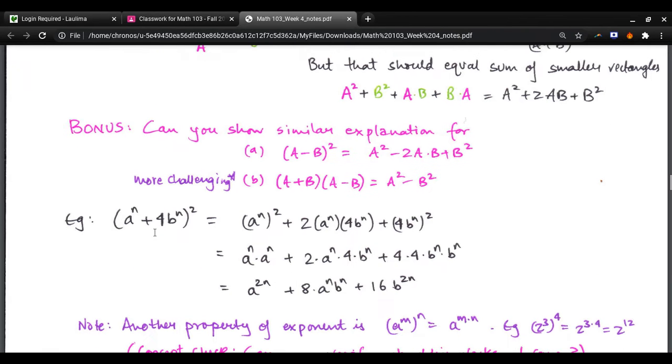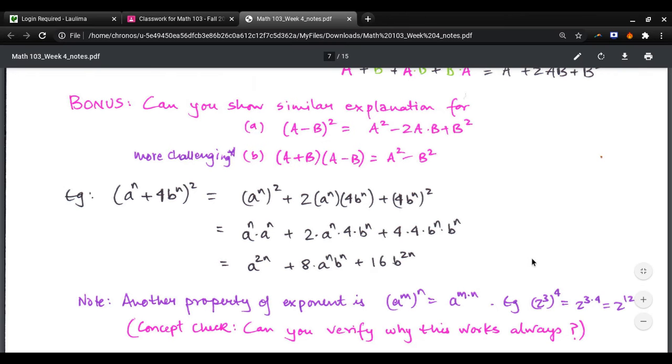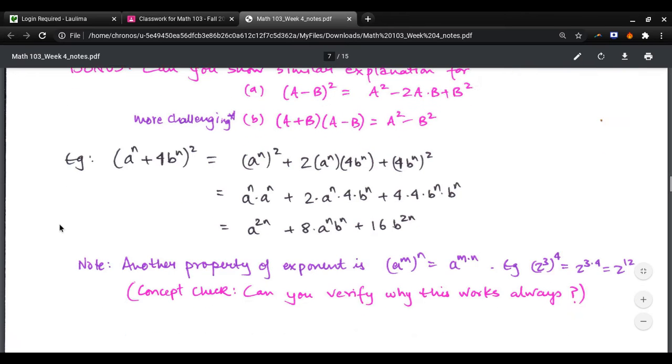An example application of this formula: a to the n plus 4b to the n, squared, gives you the following result. We use this property, that is, a to the power m whole raised to n becomes a to the power m times n, or the exponents multiply. Example: 2 cubed to the 4 is 2 to the 3 times 4, giving you 2 to the 12.